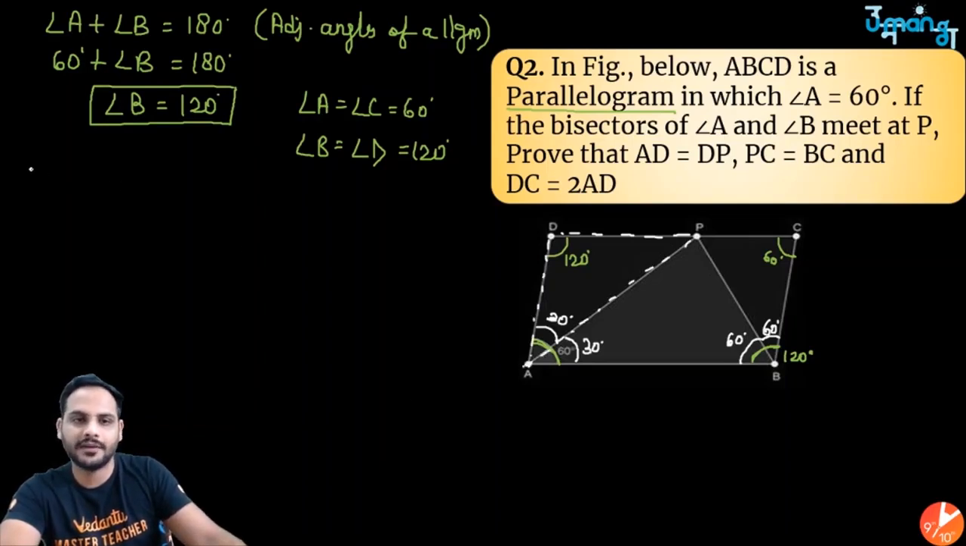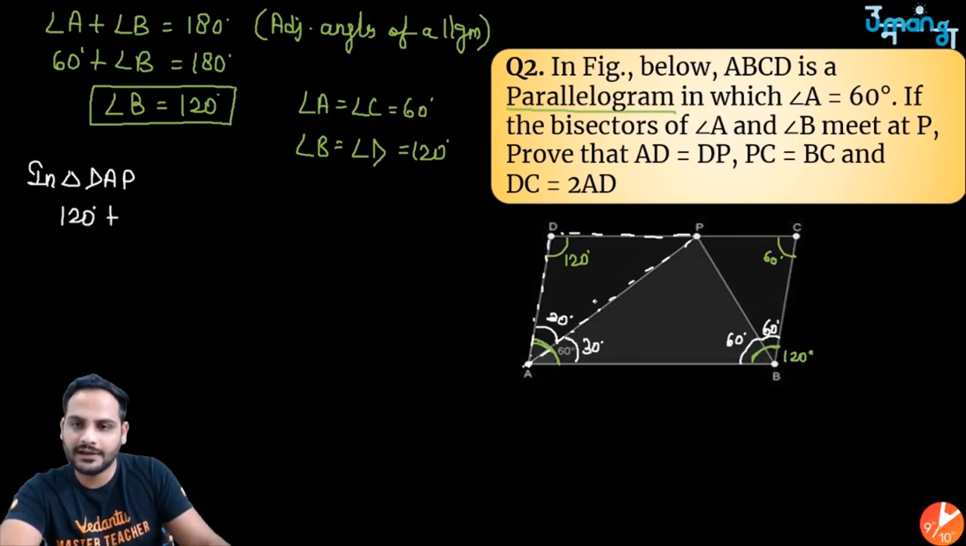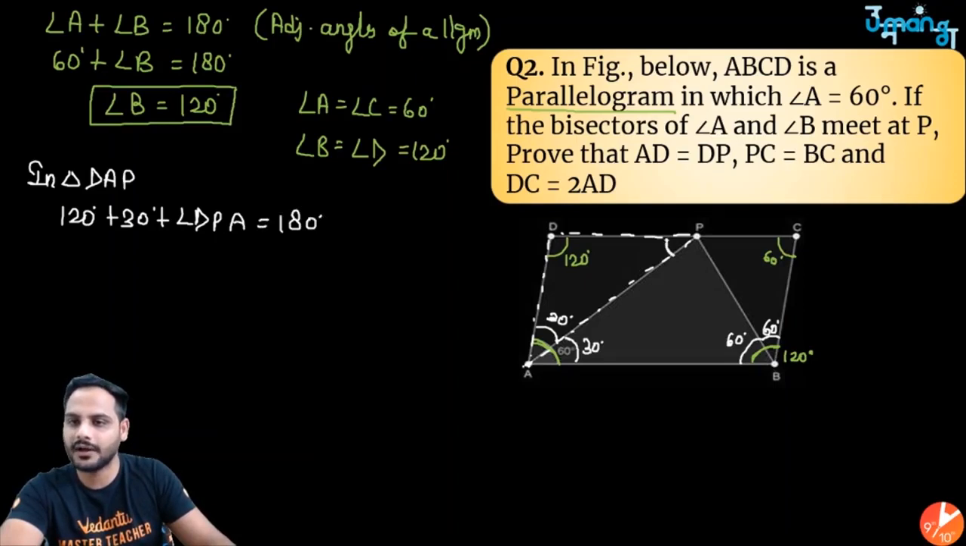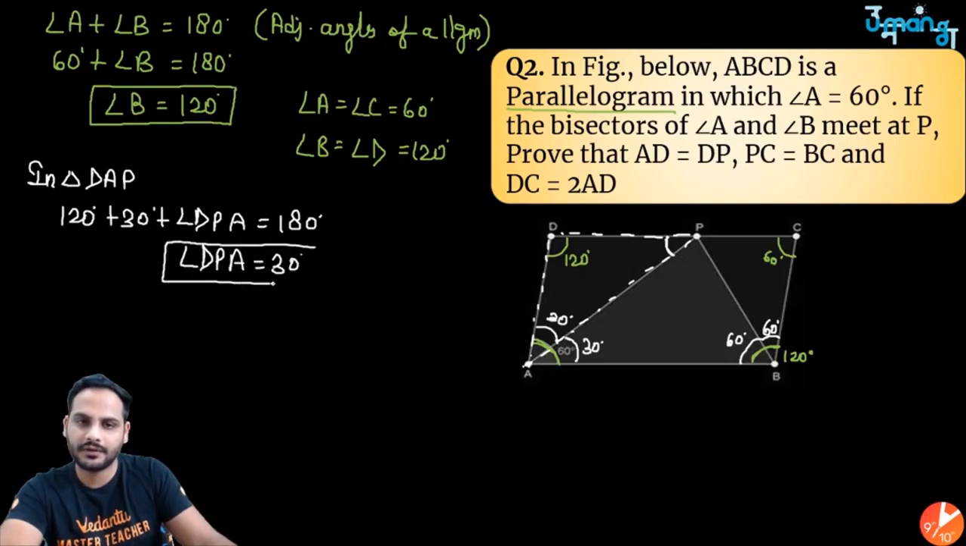So I can say that, sir, in triangle DAP, look, I know angle D is 120 degree plus angle DAP is 30 degree plus angle DPA I don't know, but I know angle sum property. The three angles of a triangle, if I add, the answer must be 180 degree. So from here 180 minus 150, shift it over there. Angle DPA is equal to 30 degree.